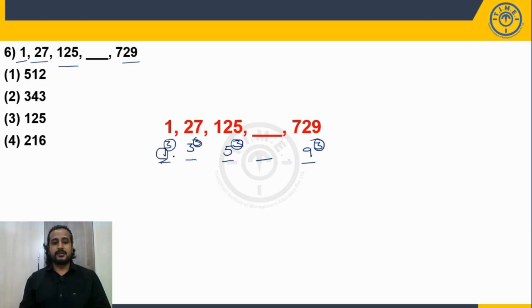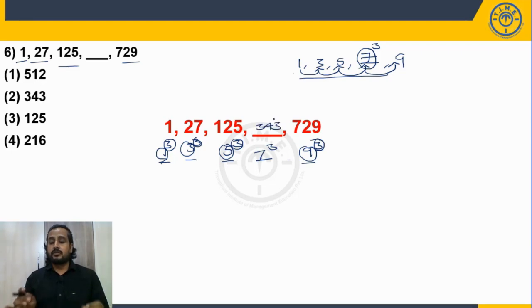So what is these numbers' classification? 1, 3, 5, missing, and 9. What is the missing number? 7. Because after 1 the next odd number is 3, after 3 the next odd number is 5, the next odd number is 7, after 7 the next odd number is 9. So consecutive odd numbers. And the logic applied is cube. So what is the missing number? 7 cube, which is 343. So you have to be a bit careful with prime numbers and odd numbers. Look at here.